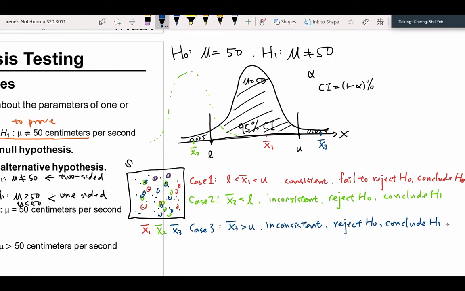So when we're collecting a sample, we don't really know where the sample average is going to be located. But it's fair to say if it's located within the confidence interval, the sample information is consistent with my H0, so we conclude H0. If it is outside, it doesn't matter if it's on the left or on the right, outside the confidence interval, it is inconsistent with our H0. As a result, we reject it and conclude H1.